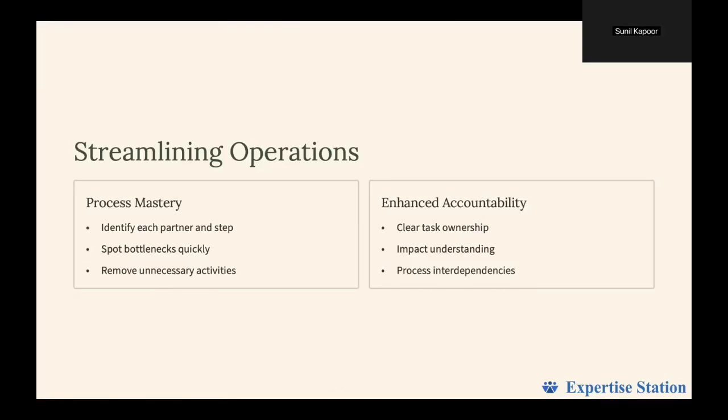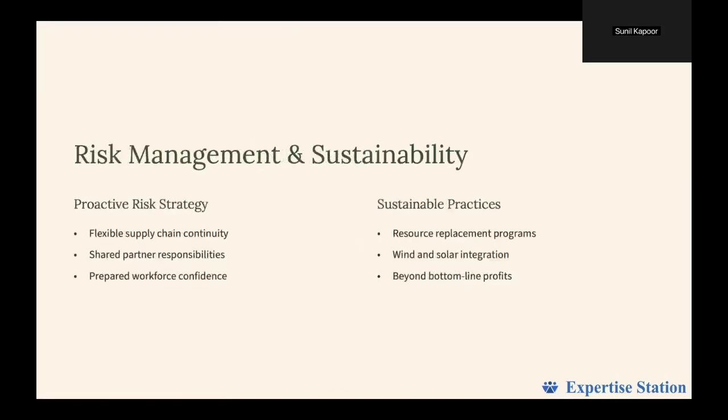Then in terms of accountability, we have to define clear expectations from each supply chain partner. We also need to understand the impact if we are not accountable for the right information or the right material on time. And we also need to understand that every process is an input or output to the next process. So these are the things we need to keep in mind.